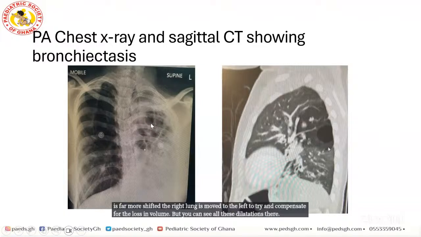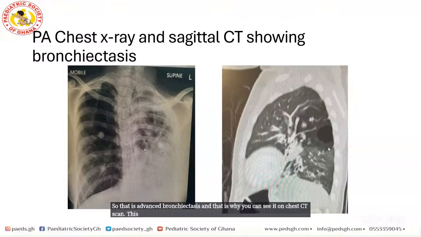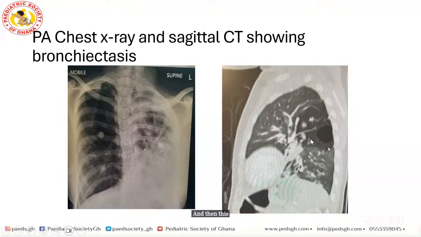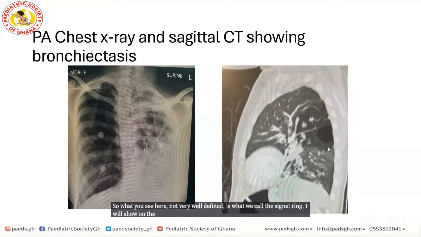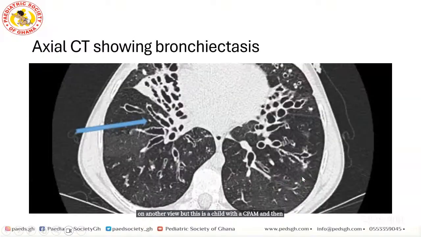So that is advanced bronchiectasis, and that is why you can see it on chest CT scan. This child actually has post-infective bronchiectasis. It was adenovirus that caused this. And then in this sagittal CT, the child actually has a chronic pulmonary airway malformation. And when you look in the lower lobes, you can see that bronchiectasis is just starting. So what you see here, not very well defined, is what we call the signet ring. I will show another view. But this is a child with a CPAM and then has got early bronchiectasis.